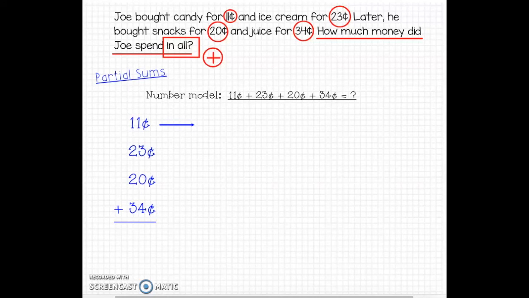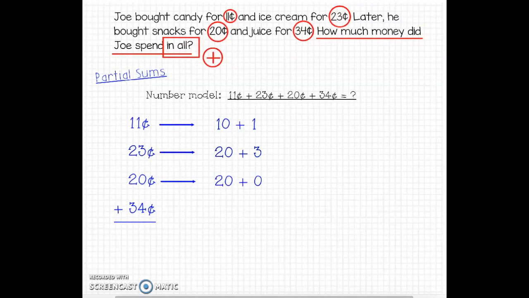What is the expanded form for 11? 10 plus 1. What is the expanded form for 23? 20 plus 3. What is the expanded form for 20? 20 plus 0. Lastly, what is the expanded form for 34? 30 plus 4.